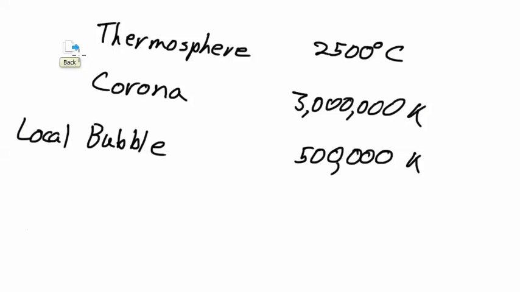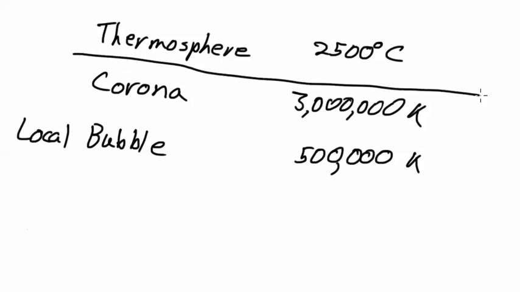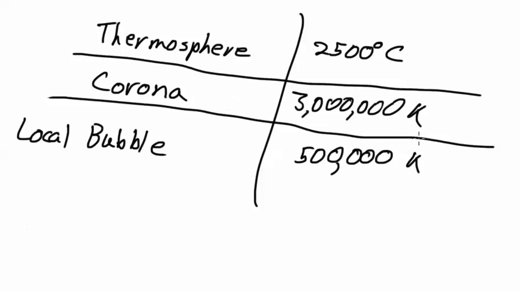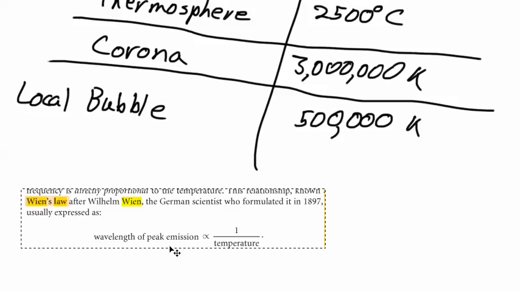In any case, the point I was making was we've got these 3 different examples: the thermosphere around the Earth at 2,500 degrees Celsius, the corona around the sun at 3 million Kelvin, the local bubble at 500,000 Kelvin. And in none of these cases do they describe how they measured or estimated this temperature.